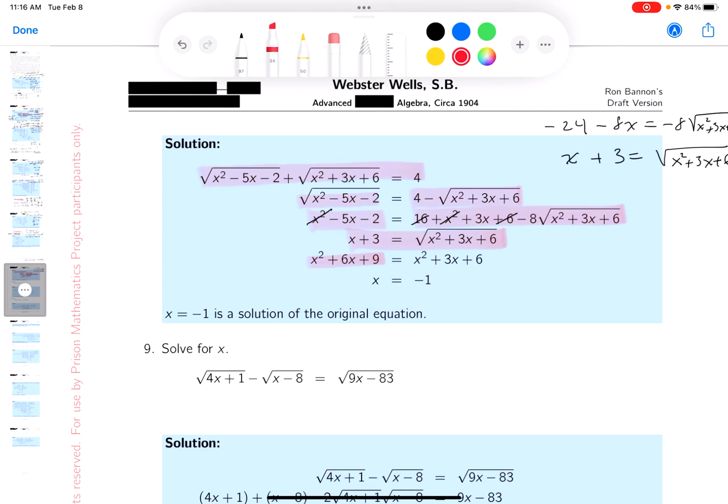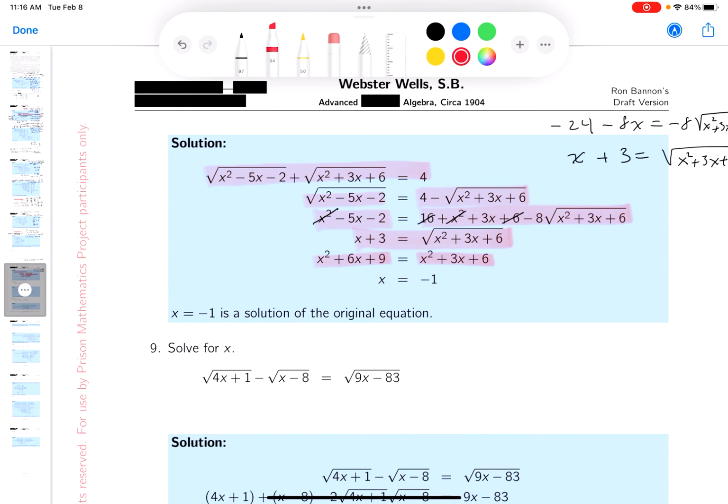Not so bad. And this side's not so bad. Then what do I do? Well, I would subtract x squared from both sides. I would subtract 3x from both sides. You get 3x. And I would subtract 9 from both sides. You get minus 3. And then I would divide both sides by 3. You get minus 1. So that's how I arrived at the minus 1.